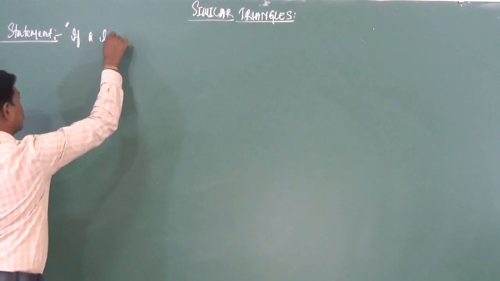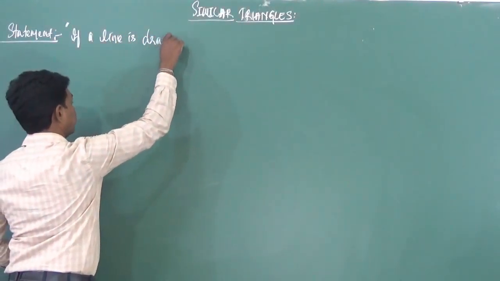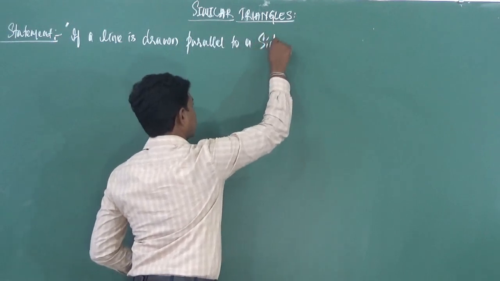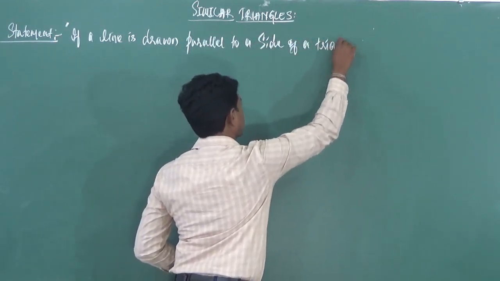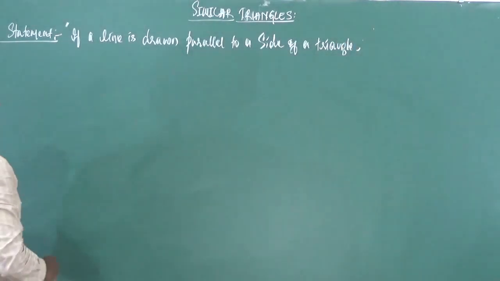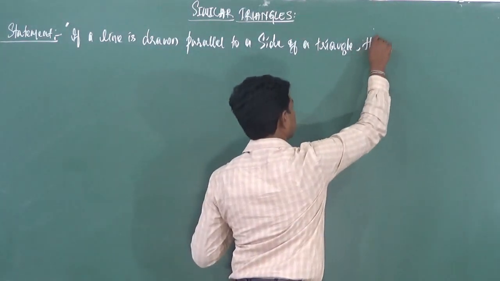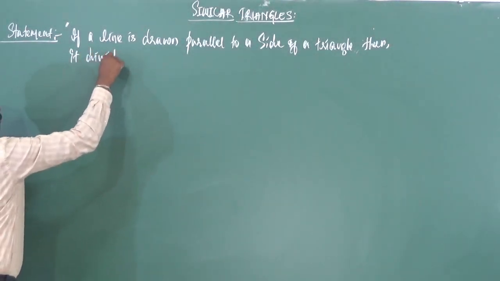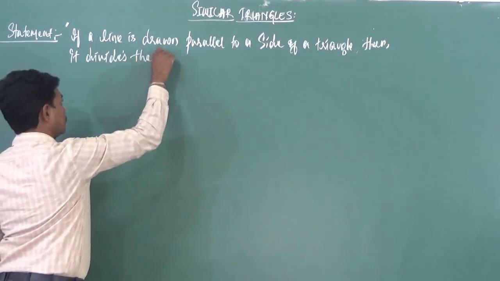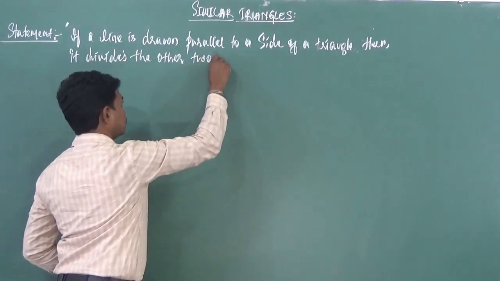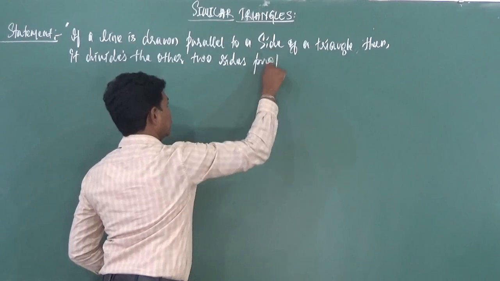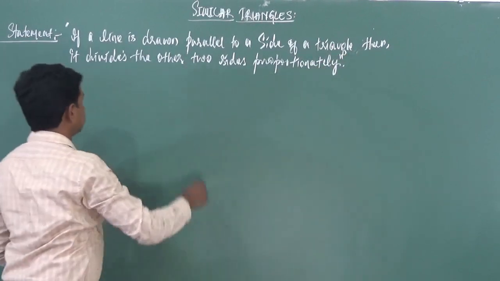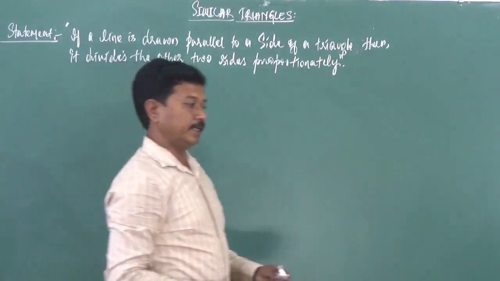If a line is drawn parallel to a side of a triangle, then it divides the other two sides proportionately. So this is the statement or the enunciation.